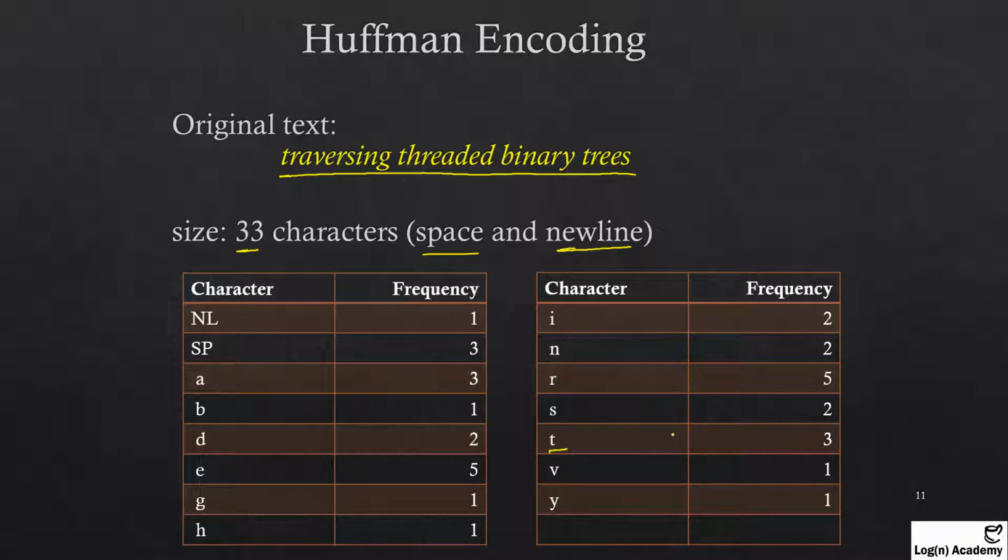So for T, we have a frequency of 3. The frequency shows the number of occurrences of T in this phrase. Now count: this is 1, this is 2, and in "threaded binary tree", this is 3. So the total number of occurrences of the character T is 3.